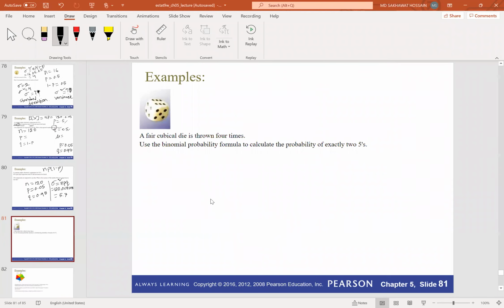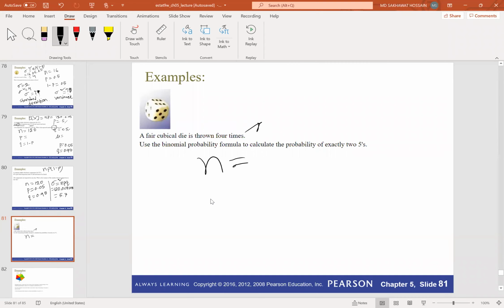Okay, so the next example is a fair cubical die is thrown 4 times. Since this is cubical, it has 6 sides. Use the binomial probability formula to calculate the probability of exactly 2 fives. This problem is a little confusing. A fair cubical die is thrown 4 times. So what is the number of trials here?